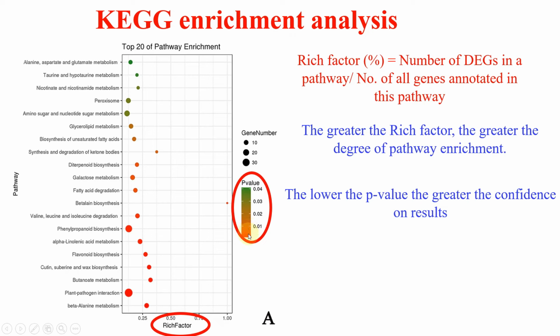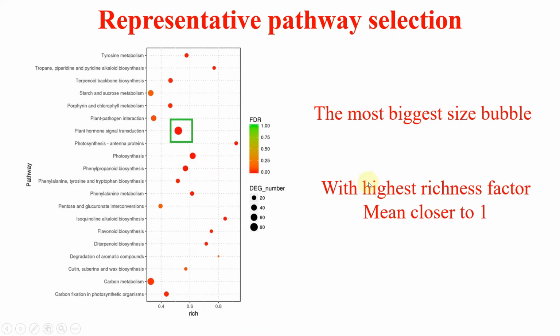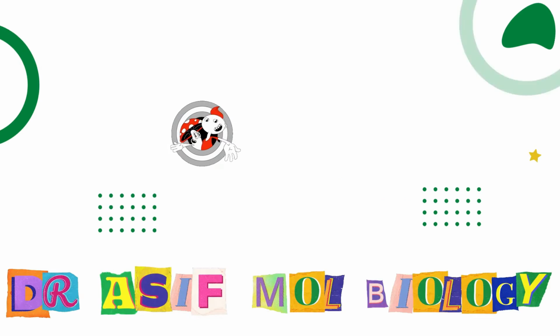The red color is showing the low p-value. It means those bubbles which are showing with the red color are showing more confidence in the results. It means we have to select that bubble which is closer to the one.